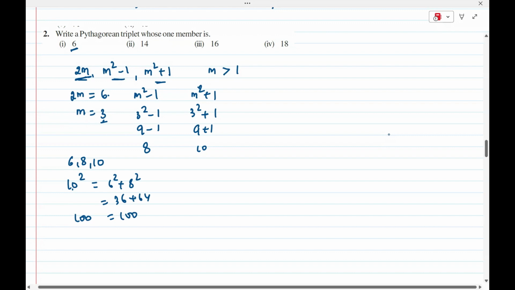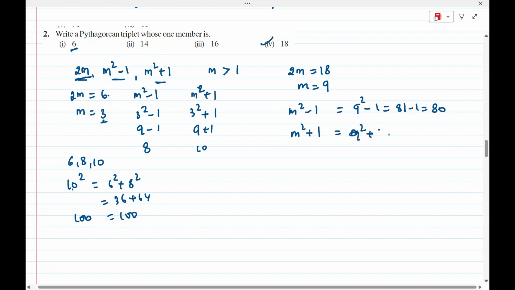We can try one more. Take any of these, whichever you prefer. Suppose I am taking 18. So again, 2m is 18, so m is 9. The other two members you can find, which are m square minus 1 and m square plus 1. m is 9. So 9 square minus 1: 81 minus 1 is 80. And then m square plus 1, which is 9 square plus 1: 81 plus 1 is 82. You can cross verify whether 18, 80 and 82 are a Pythagoras triplet or not.